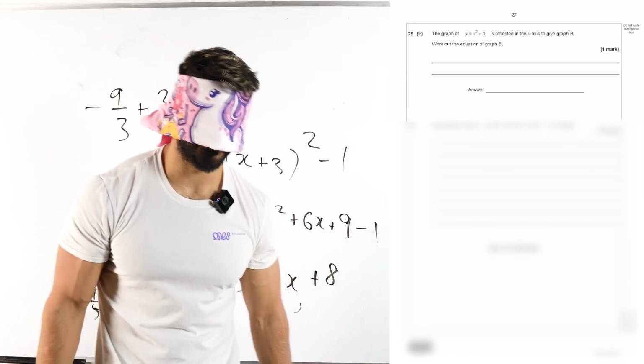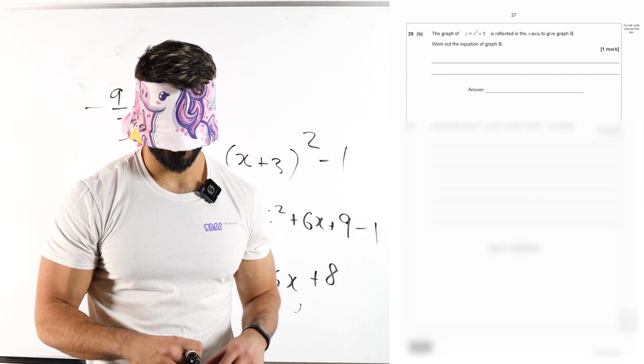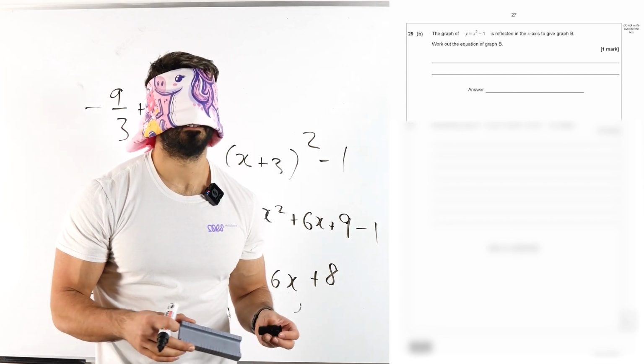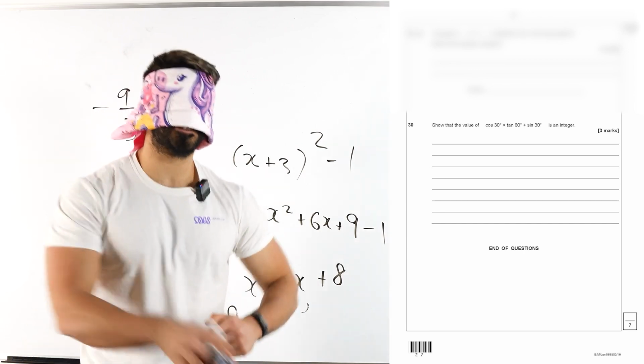And part B, the graph of y equals x squared minus 1 is reflected in the x-axis to give graph B. Work out the equation of graph B. So you just times it by minus 1. So that'll be 1 minus x squared. Is it? Final question. Yeah.